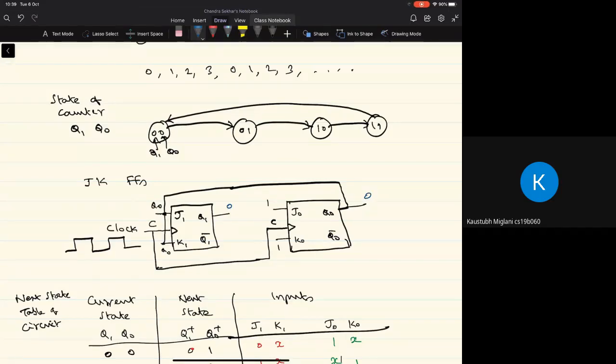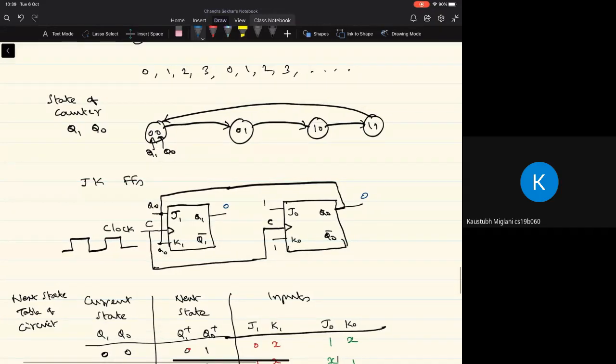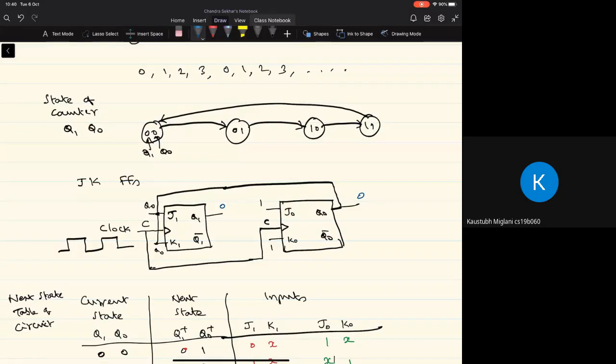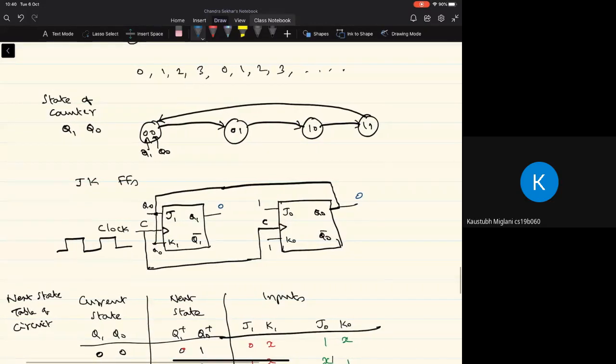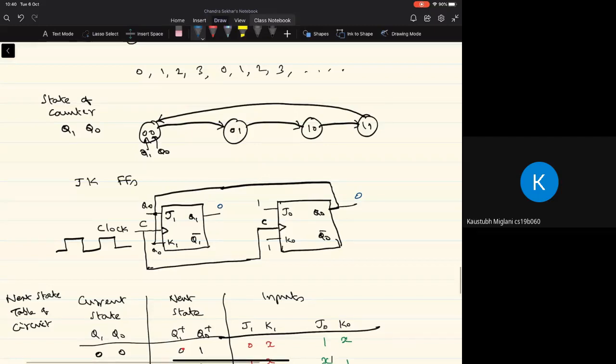What is the new state of the flip-flop? When it's 0, 0, what will be J1 and K1? J1 and K1 will be 0. So will there be any change in the state of flip-flop 1? Will there be any change in Q1? When J1 is 0 and K1 is 0, there is no change in the state of the flip-flop. So Q1 will continue to be 0. What will happen to the state of flip-flop 0? The inputs are 1, 1. So whenever the clock signal comes, it will toggle. So this Q0 will change to 1. So for the current state of 0, 0, the new state is 0, 1.